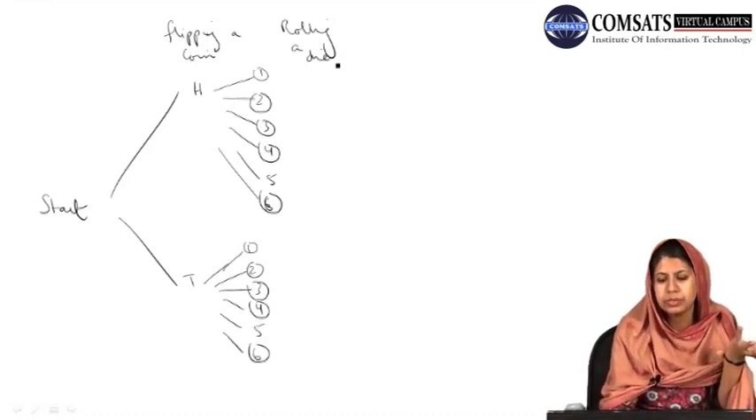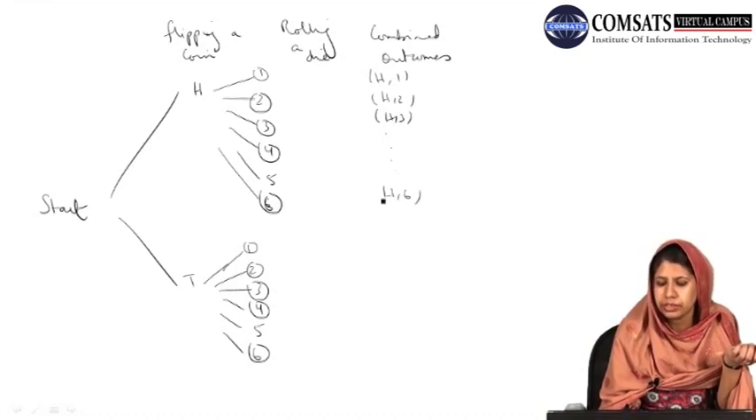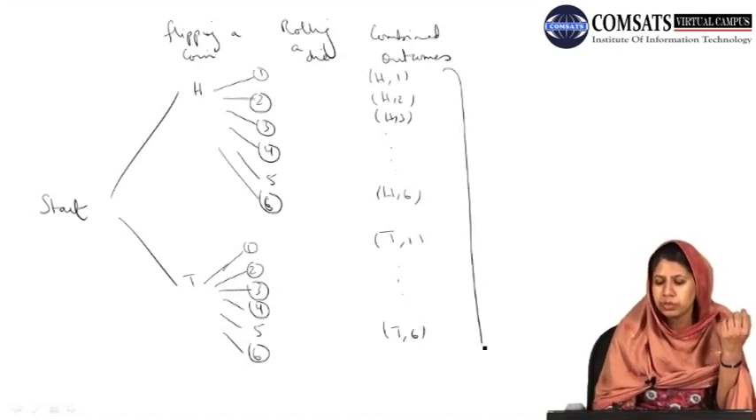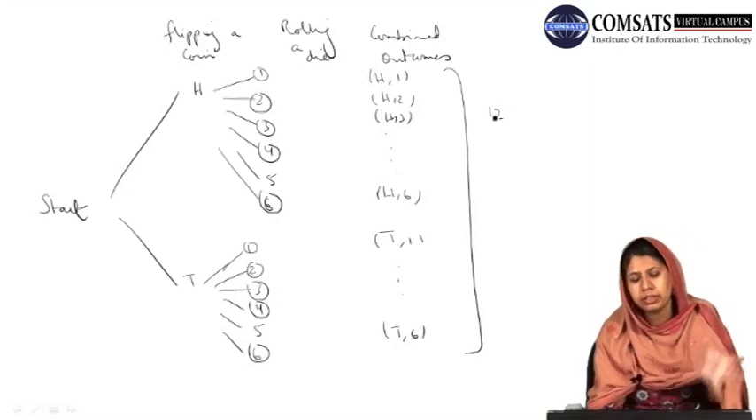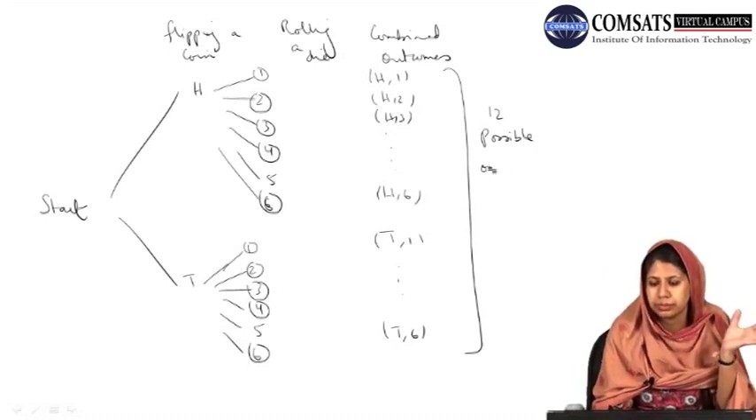So the possible outcomes in this case, or the combined outcomes, are head and 1, head and 2, head and 3, and so on up to head and 6. Similarly, tail and 1, and continuing up to tail and 6. So how many possible outcomes do we have? By using our tree diagram, we have 12 possible outcomes in this order as well.